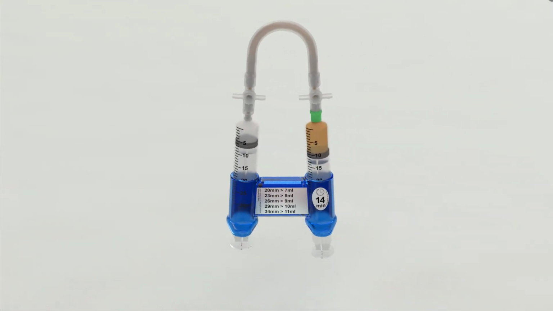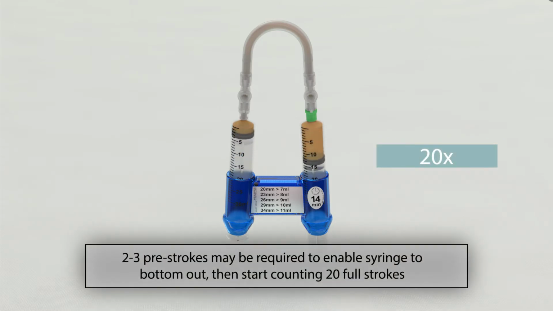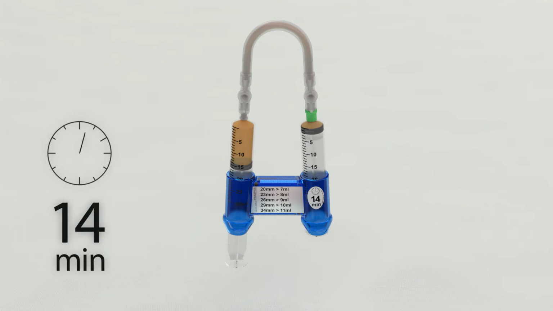Open the fill polymer kit stopcocks and mix the polymer using a minimum of 20 full syringe strokes. It may take 2 to 3 pre-strokes to confirm that each syringe has bottomed out prior to beginning the 20 full uninterrupted strokes. When mixing is complete, start a timer for 14 minutes.